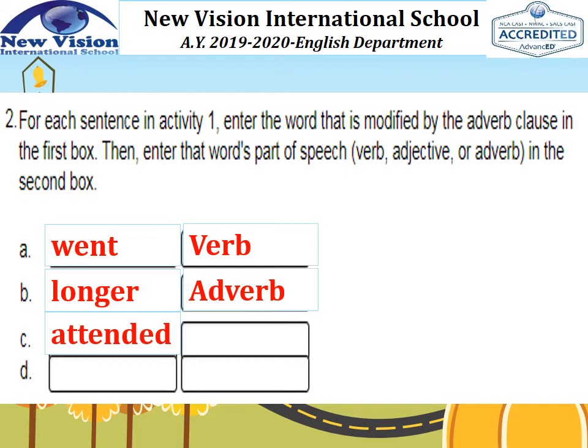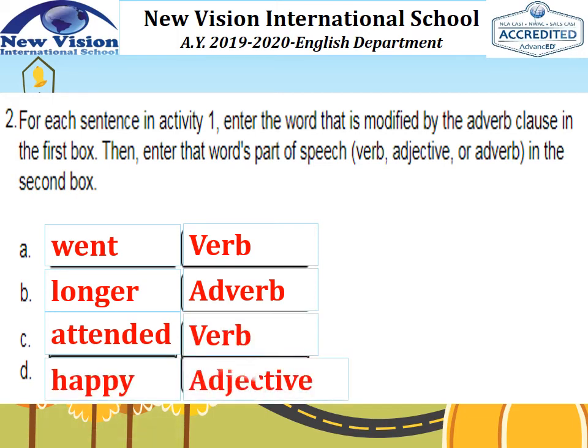And the last one, I am happy whenever I learn something new about the solar system. We have our adverb clause, whenever I learn something new about the solar system. This modifies the word what? Very good. The word happy, which is an adjective. Excellent work, grade 7 students.